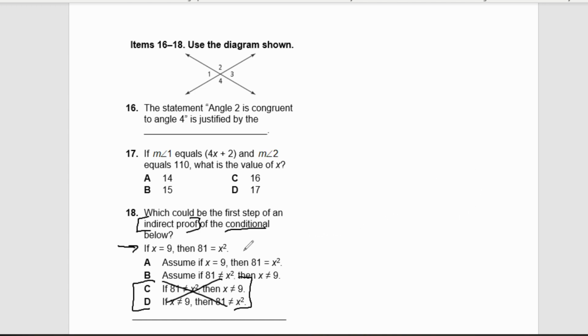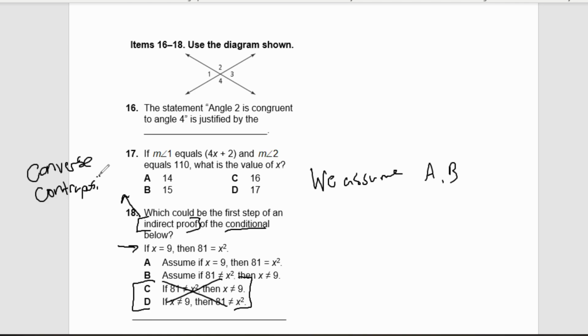So to do an indirect proof, we always start with we assume. And only A and B start with the word assume. So that's a great sign that we're doing it correctly. And we're down to 2 options. Now we have to think about what are our valid forms of indirect proof that we've learned in this class. Right now I've asked you to only work on these 2 for indirect proof. We've also worked on direct proof.